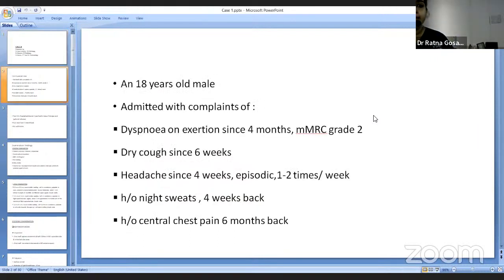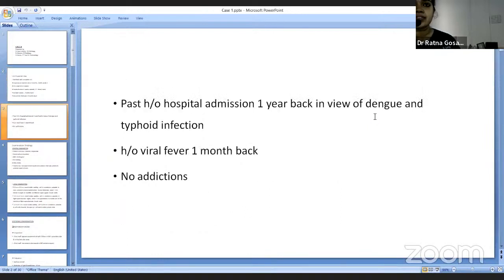An 18-year-old male got admitted with complaints of dyspnea on exertion since 4 months, which is of MMRC grade 2, dry cough since 6 weeks, headache since 4 weeks, which was episodic 1 to 2 times per week. History of night sweats was there 4 weeks back, and history of central chest pain 6 months back. Past history of hospital admission 1 year back in view of dengue and typhoid infection was there, and there was a history of viral fever 1 month back, and he had no addictions.